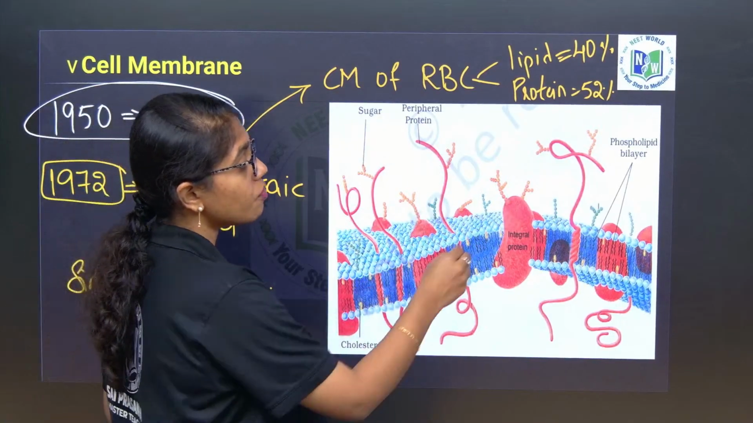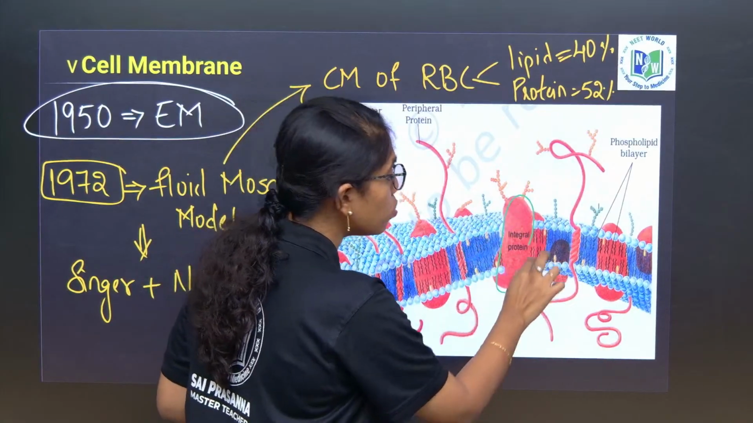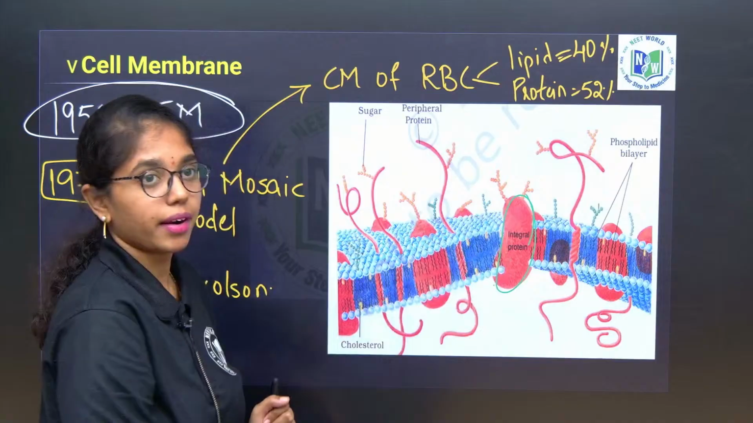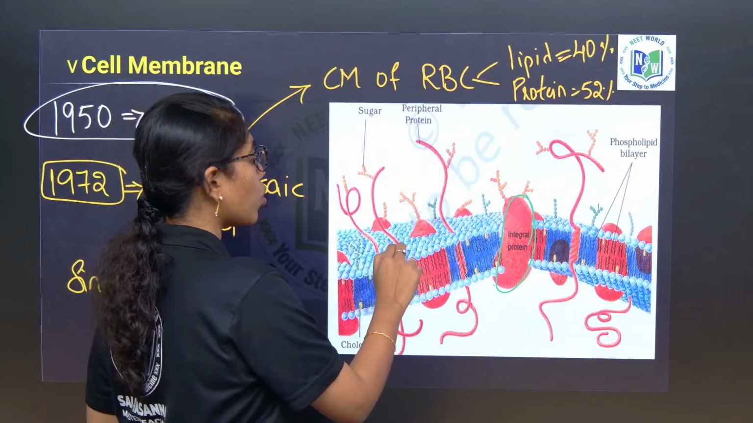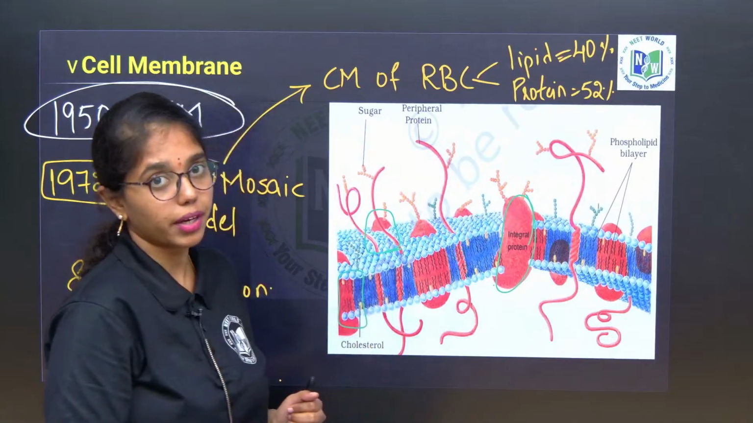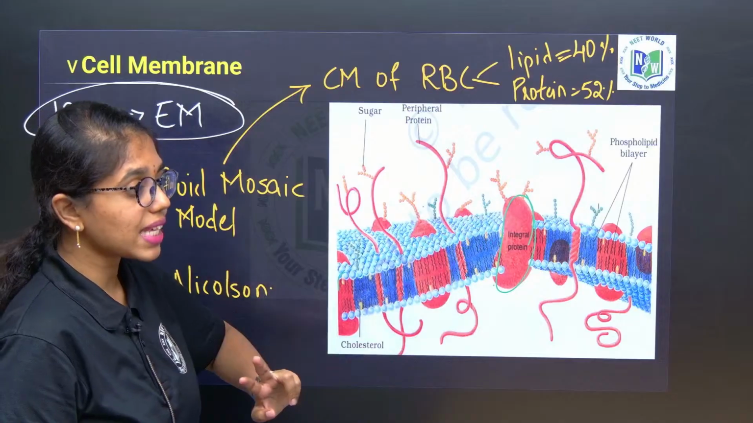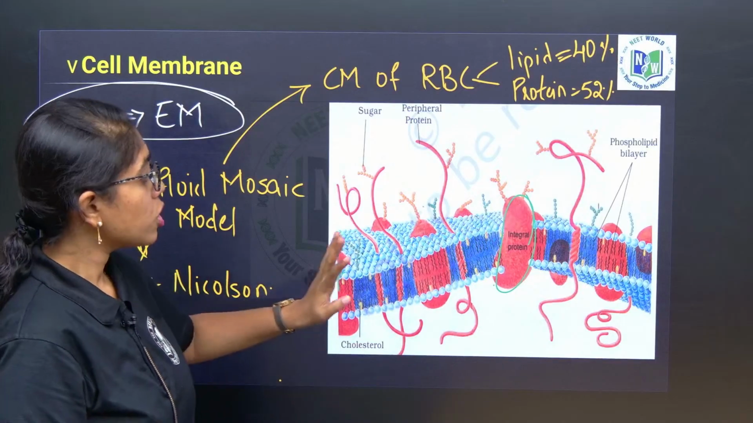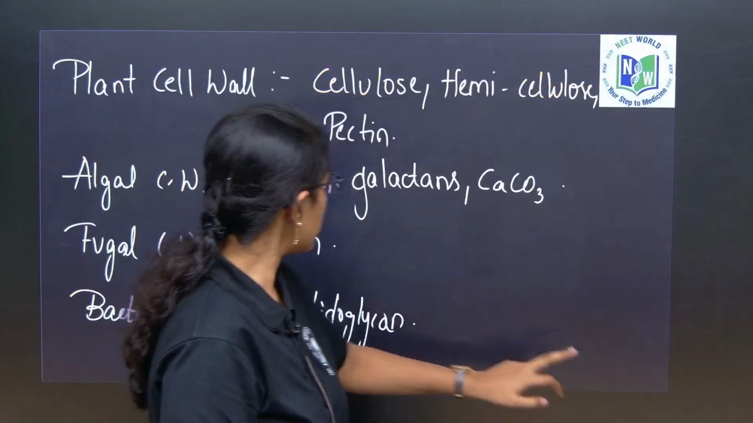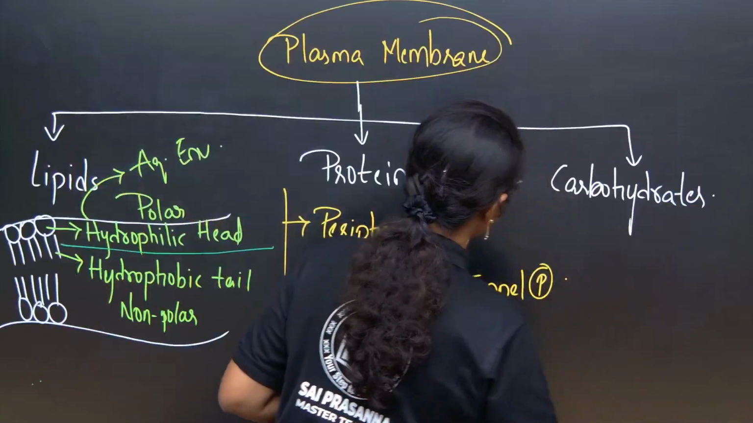Integral proteins will be inside the plasma membrane, transpanning two sides of the lipid bilayer. Transmembrane proteins can transpan any one of the sides of the plasma membrane. So, this is about integral proteins, peripheral proteins and transmembrane proteins.